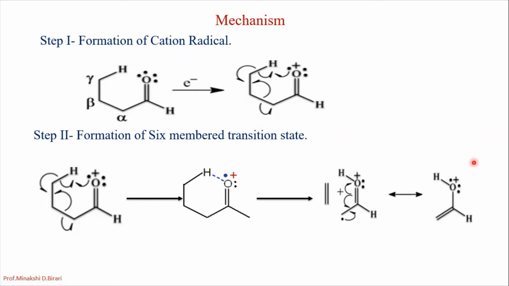So McLafferty rearrangement involves these two important steps. The first step is the formation of a radical cation. When a sample molecule is bombarded with energetic electrons, there is a formation of a molecular ion or radical cation. Further, the transfer of a gamma hydrogen towards the heteroatom occurs, and there is a formation of a six-membered transition state. Next, elimination of alkene occurs. During rearrangement, odd-electron ions are also formed, along with the enol radical cation.